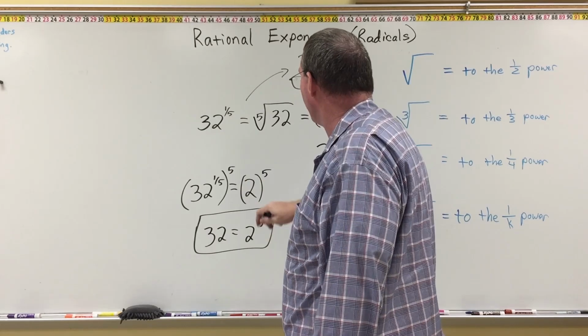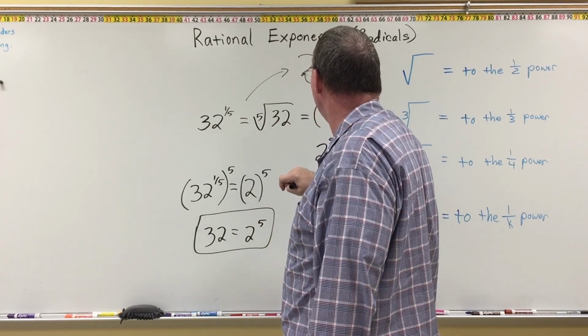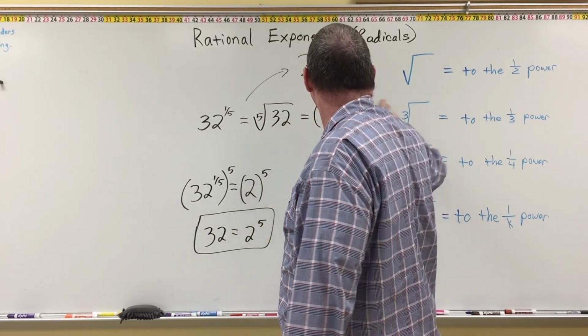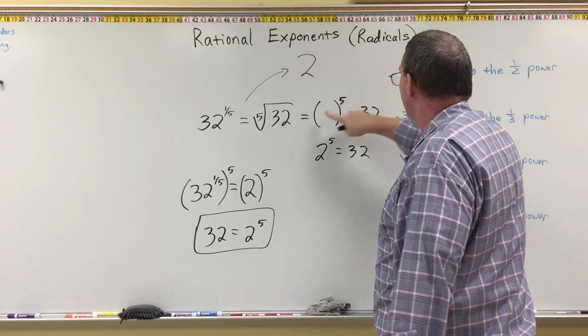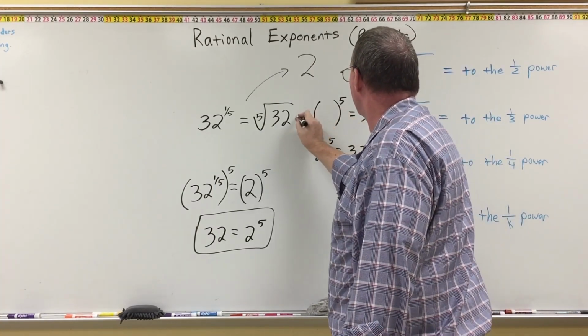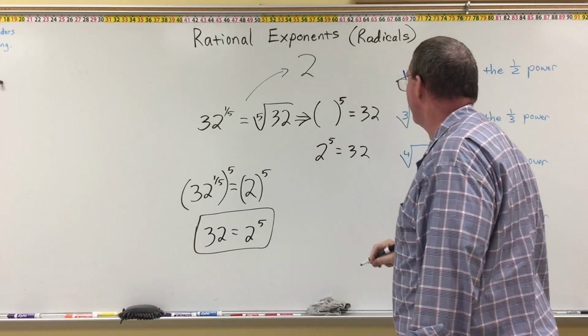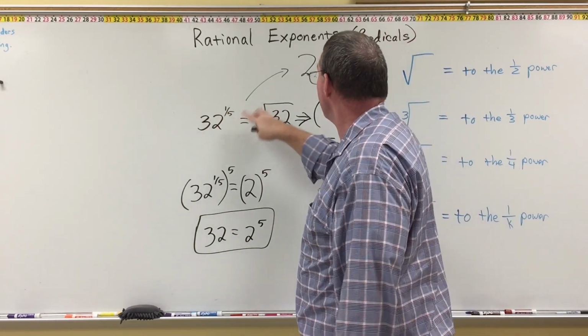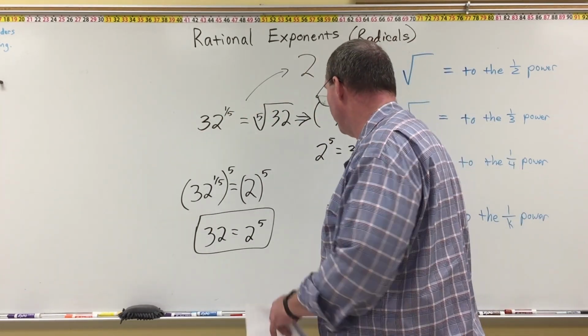32 to the 1/5 power, or the 5th root of 32, is equal to, oh, I'm sorry, this is wrong. I shouldn't have put an equal sign here. I should have put an arrow like that. Sorry about that. This is equal to 2, okay?